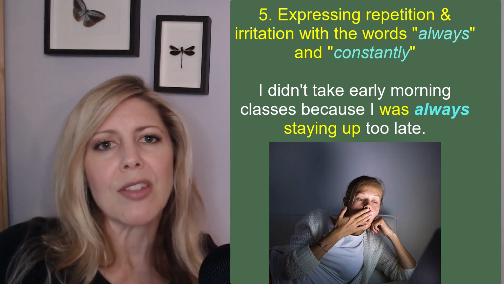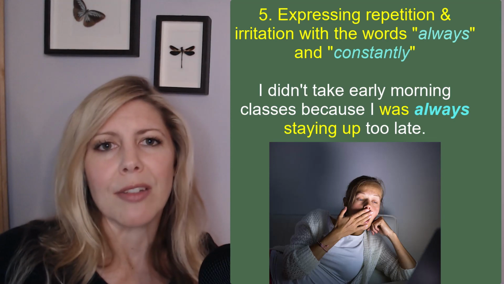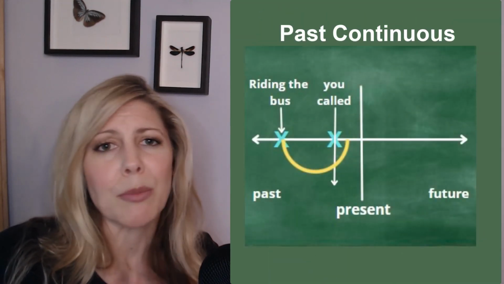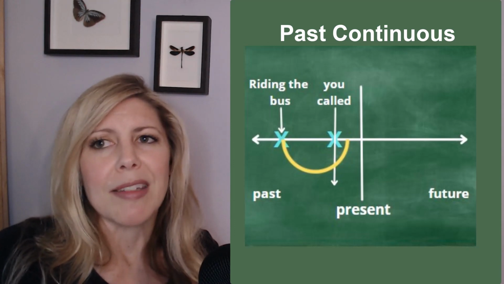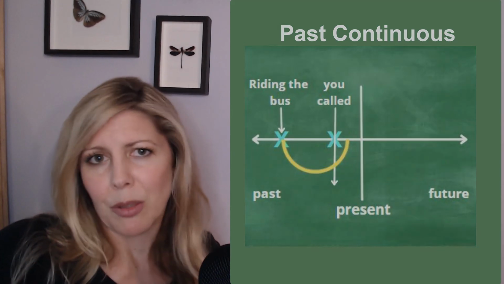All of these situations, all of these examples in these 5 ways express that something was continuing in the past. Sometimes there was an interrupter, sometimes there wasn't, but it happened in the past and it's usually no longer occurring in the present. So this concludes our tutorial for the past continuous.